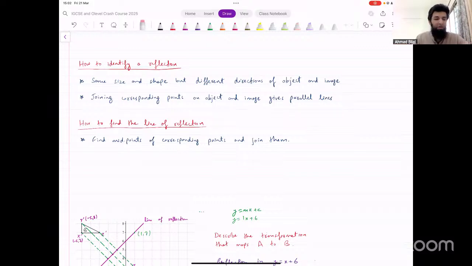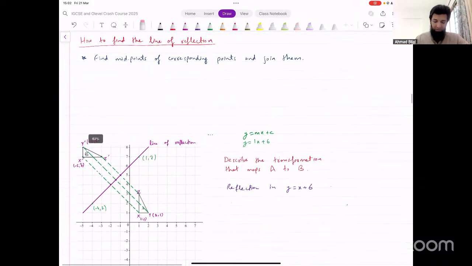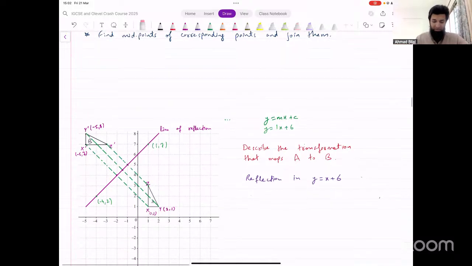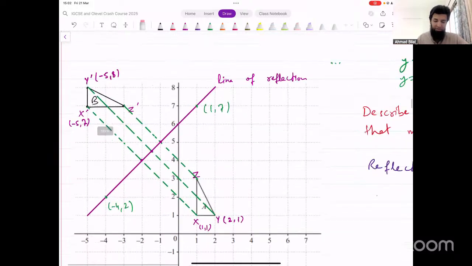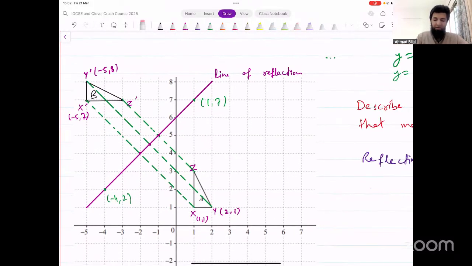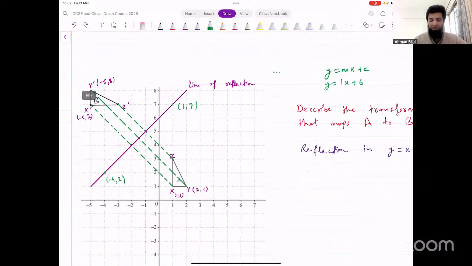Okay. And then how do you figure out the line of reflection? You find the midpoints of each of those lines joining the corresponding points, and then you join those like this. This was the example that we did. We had two triangles given where one was a transformation of the other. How did we identify that it's a reflection? When we joined corresponding points, we got parallel lines that made it clear that it was a reflection. And then the midpoints of these lines, when we joined them, we got the line of reflection from that. Okay, so that's what we did.